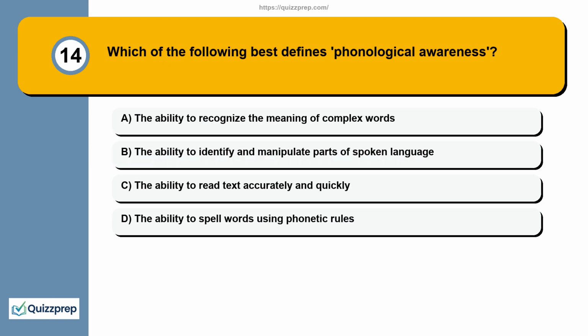Question 14. Which of the following best defines phonological awareness? Here are your options. Option A. The ability to recognize the meaning of complex words. Option B. The ability to identify and manipulate parts of spoken language. Option C. The ability to read text accurately and quickly. Option D. The ability to spell words using phonetic rules.